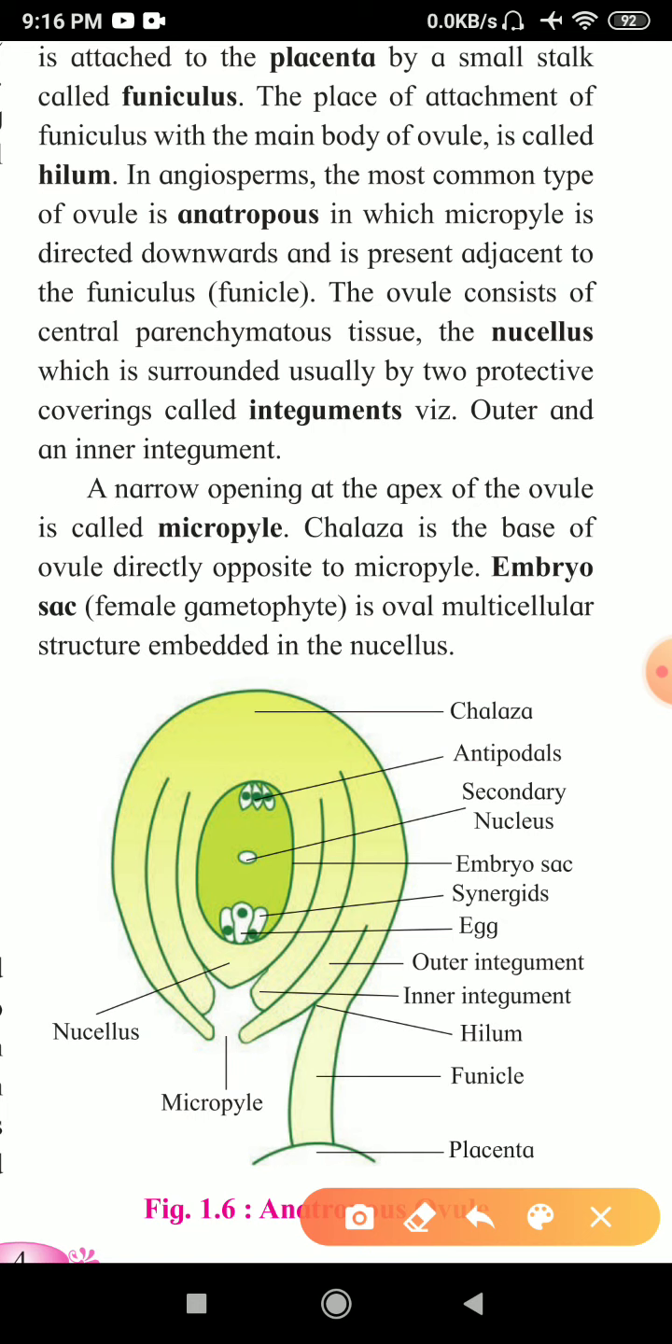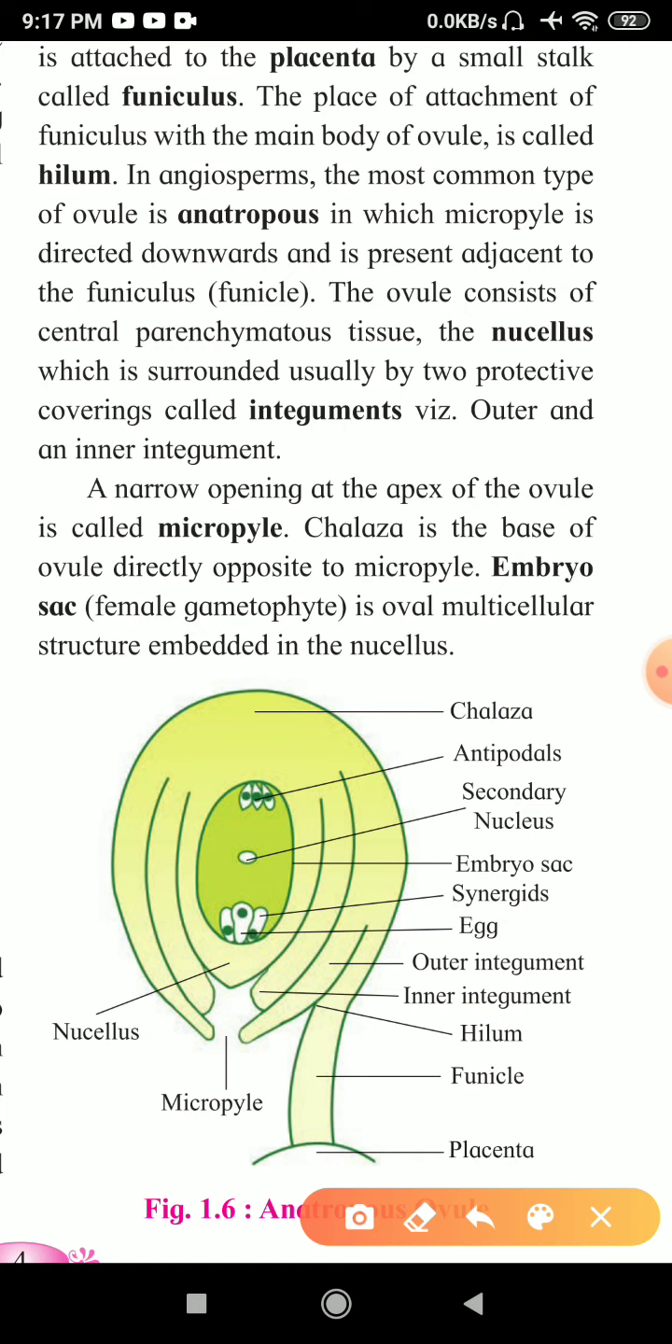Actually, the micropyle is a small pore-like structure or opening where the two coverings, which are called integuments, meet together and leave behind a small pore-like structure, which is called the micropyle. From this micropyle, the pollen tube enters for the purpose of fertilization.